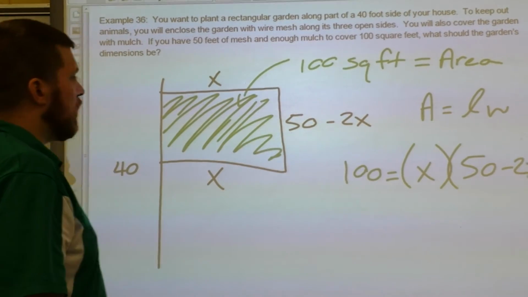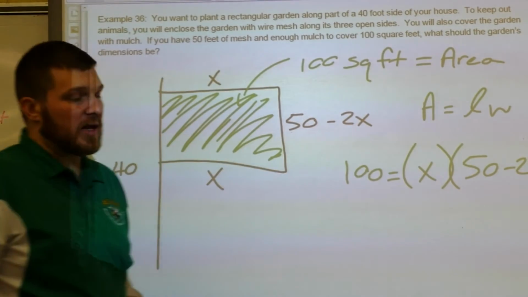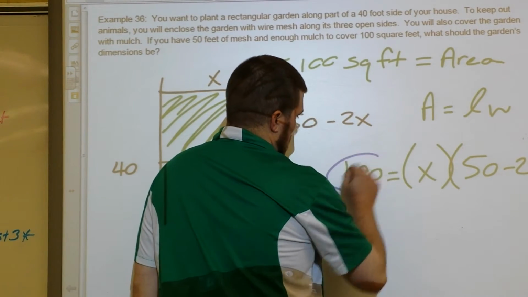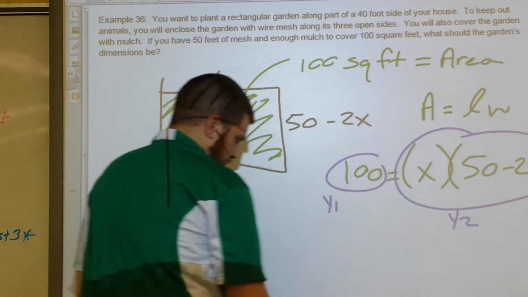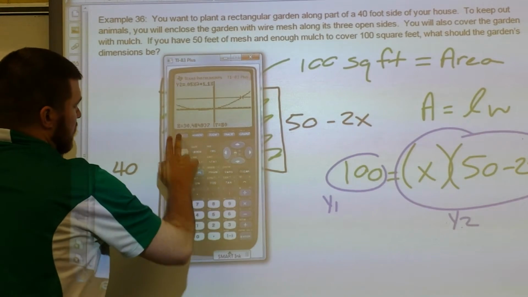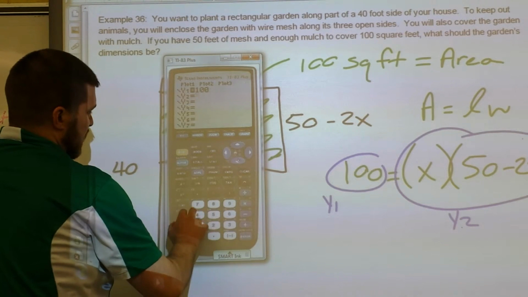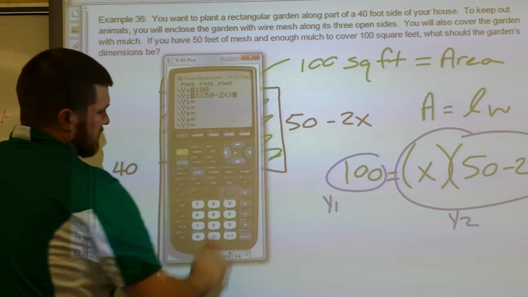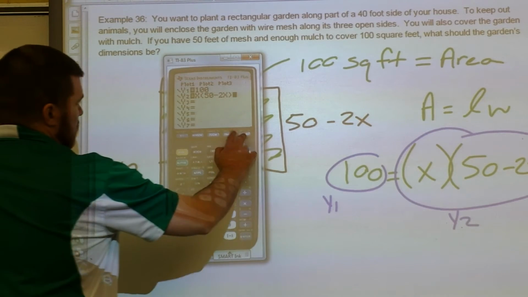Now we want to figure out what each side should be. So I need to figure out first what x is. And I just picked x as my letter. You can use whatever letter you want. I want to do this by graphing y1, y2. Alright, so let's go to y equals, clear out all our other stuff. 100, and then x, parentheses, 50 minus 2x. It's important that when you plug in, you use parentheses. If you don't, it's not going to come out right.